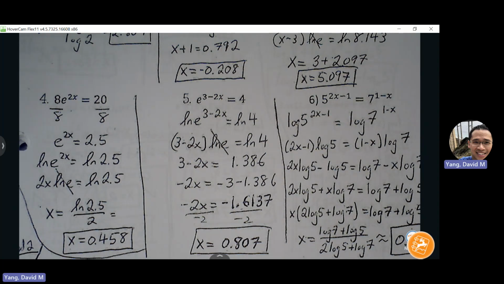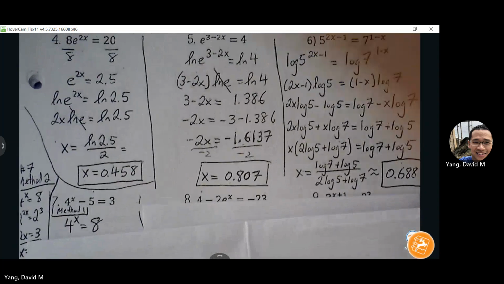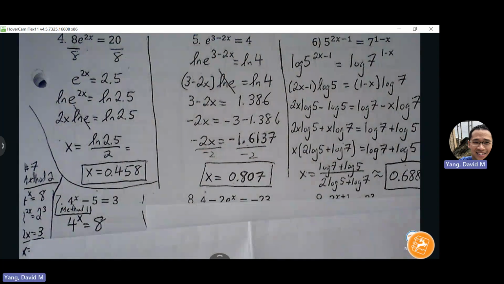Okay, number 7, combine like terms, see how far I can get. So 4 to the x minus 5 equals 3. I add 5 to both sides. 4 to the x equals 8. Okay, there are 2 options here. You guys can choose either one, but can you name the 2 options that we have available to us here? Yeah, get the bases to match or take the what?